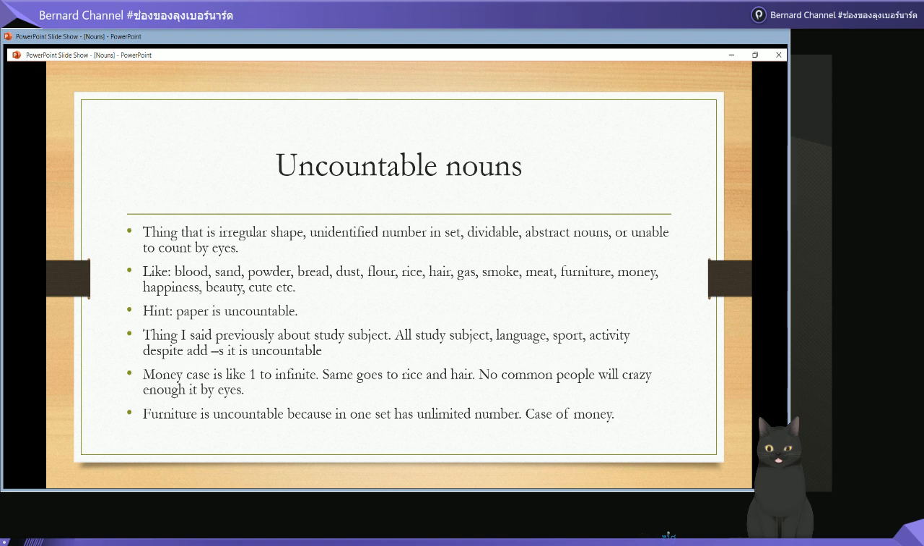And next thing, as I said before, furniture is uncountable because one set has an unlimited number. Okay, like the case of money. If you talk about the single word furniture, the word furniture means, well, 1 table, 4 chairs, or another set maybe means 2 tables, 2 chairs. Yeah, that's a different number, even in the single word furniture. So it almost enters the money case. Okay, so this is the thing about the uncountable.